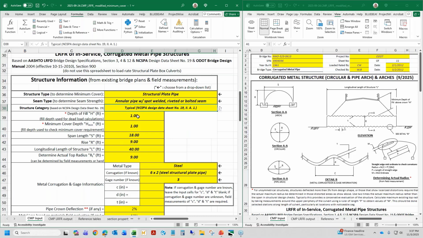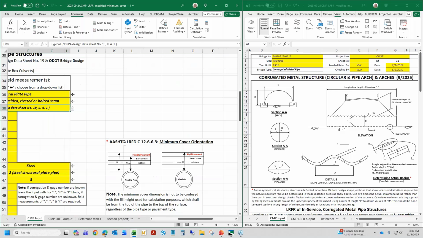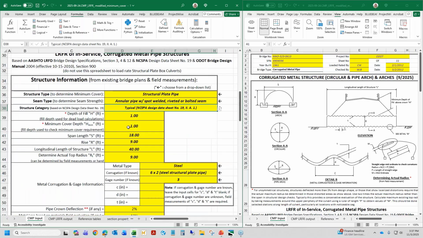In this case, I'm saying the height of fill is 1 foot. The minimum height of cover, there's a little diagram off to the side here that tells us about what's minimum cover. The second minimum cover is just for informational purposes. So we'll put in the span and we'll put in the rise of 18 feet. In this particular case, since it's a half round, the rise will be 9 foot.